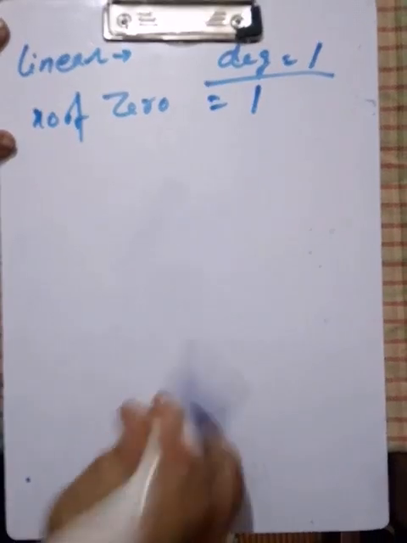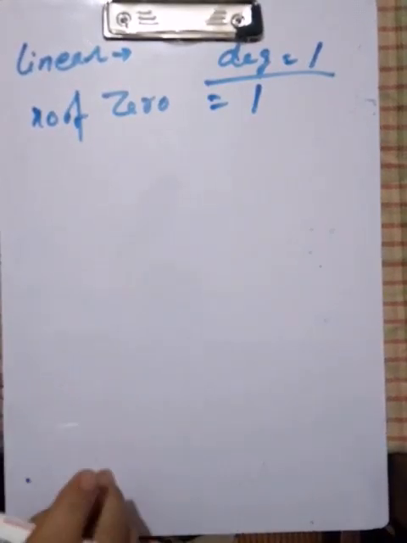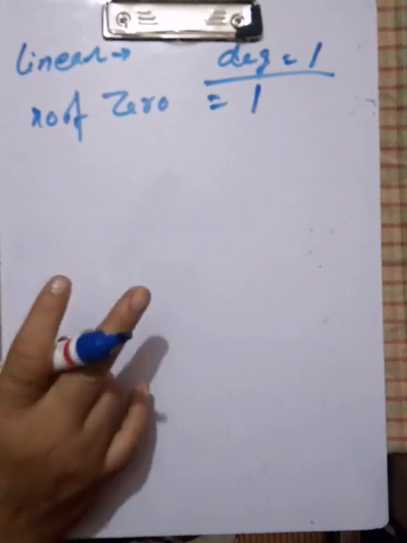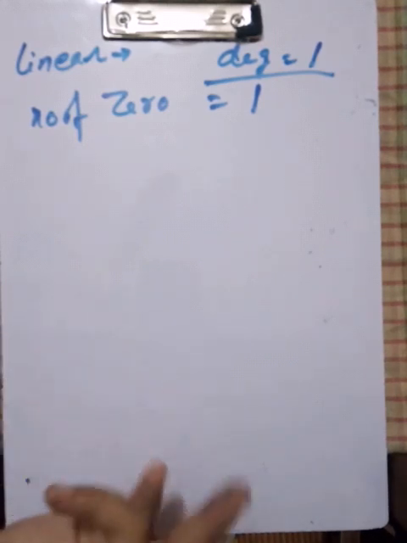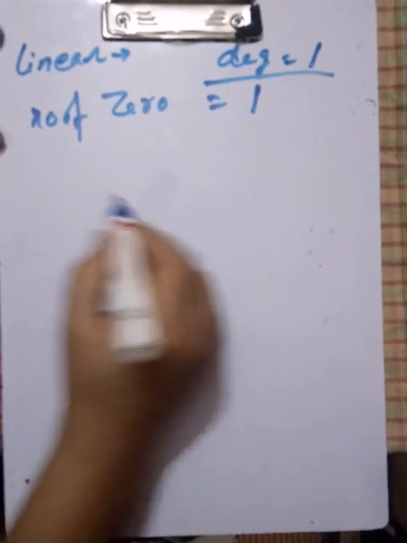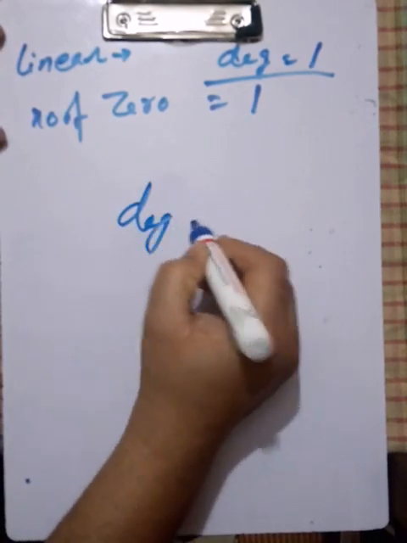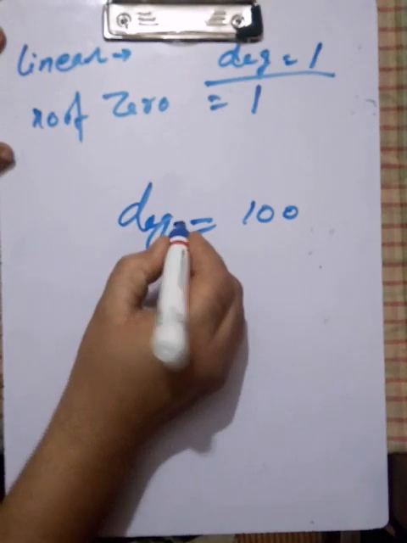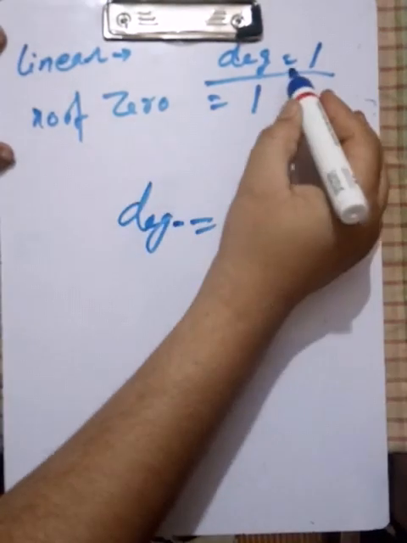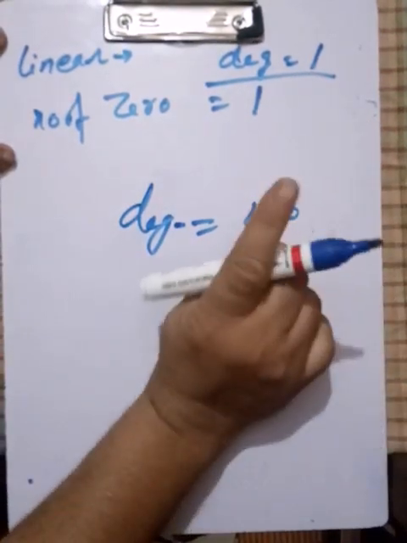If degree of any polynomial is 2, then number of 0 will be 2. If degree of polynomial will be 3, then number of 0 will be 3. If degree of polynomial will be 4, number of 0 will be 4. Suppose I take a polynomial whose degree is 100, then how many 0 will be there? There will be 100 0. You have to remember, number of degree and number of 0 will be same.